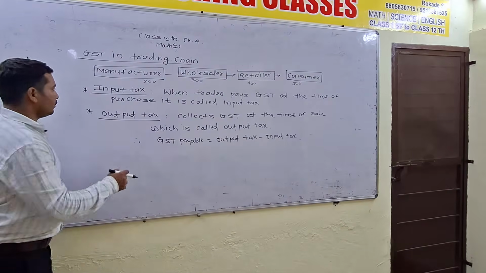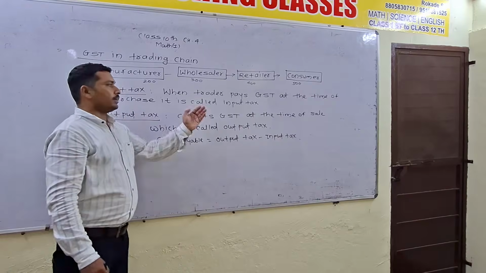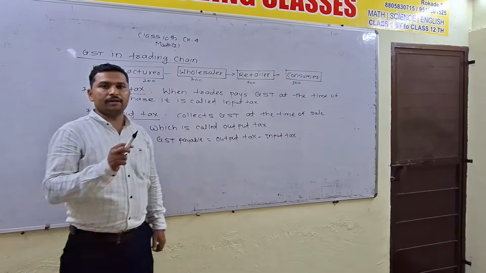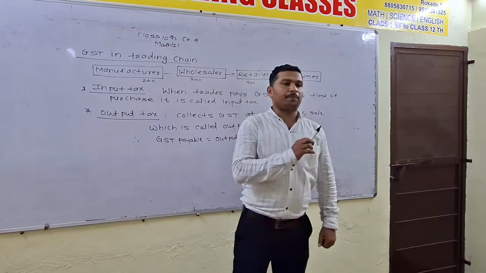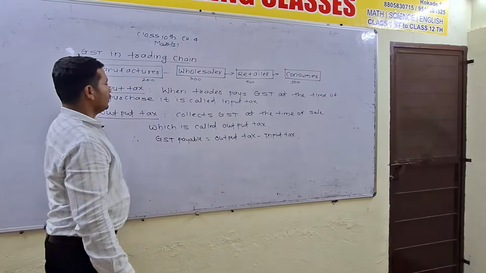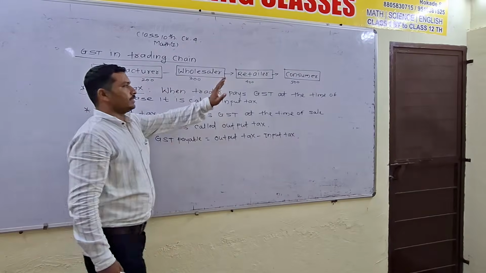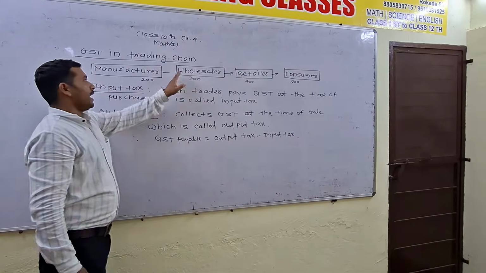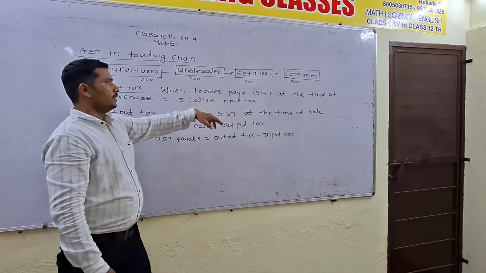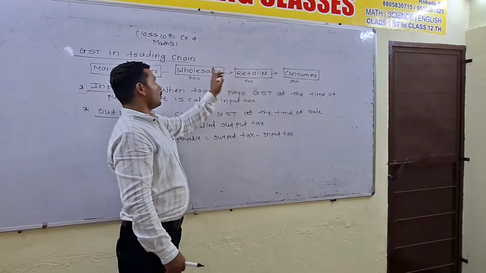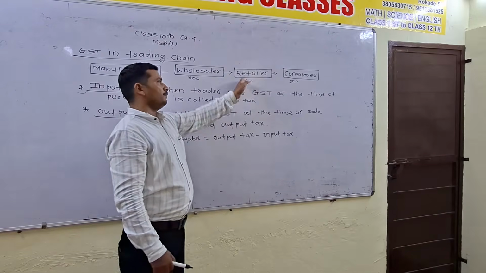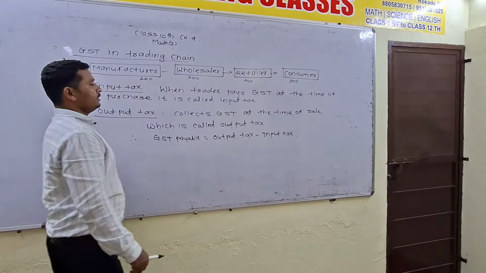So input tax means when a trader pays GST at the time of purchase, we call it input tax. For example, the wholesaler buys from the manufacturer, so he pays GST on 300 rupees. The retailer buys from the wholesaler and pays GST on 400 rupees. In this way, GST is collected.